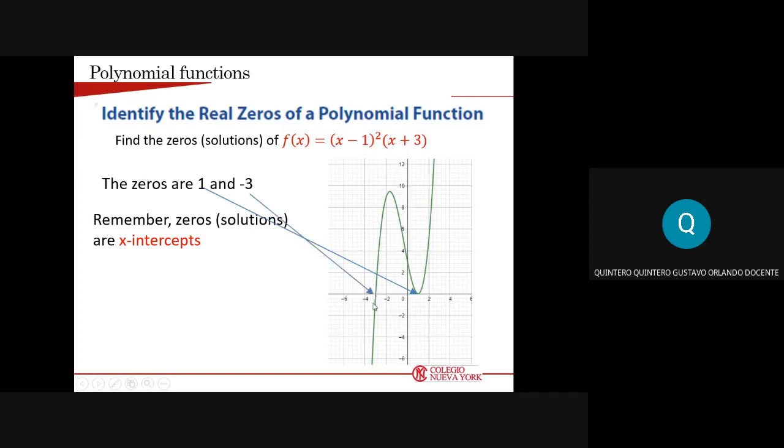The other one is right here. Look at that one. Between negative 4 and negative 2, right in the middle. That is the negative 3. Look how beautiful this is. Finding the solutions gave us the x-intercepts.